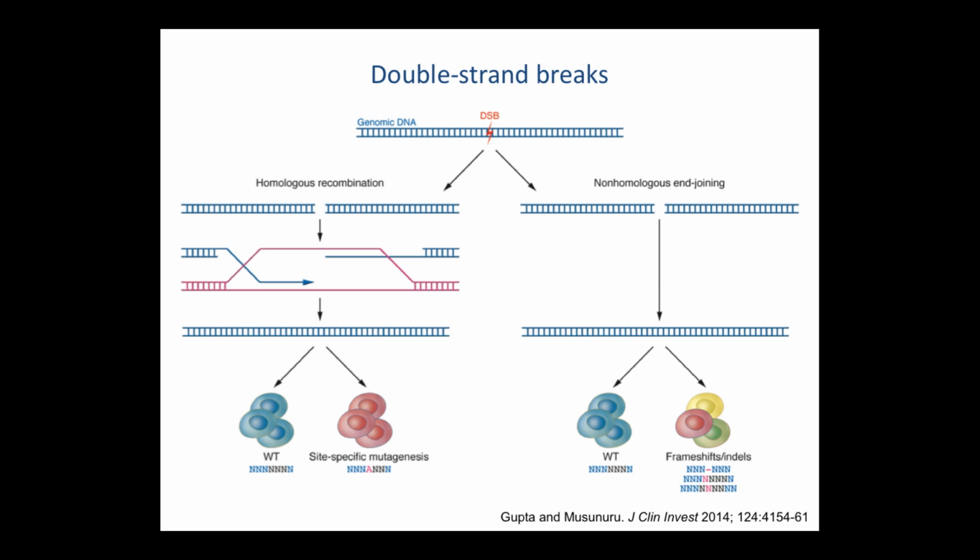Here's a schematic of the two repair mechanisms. On the left, you can see how homology-directed repair allows you to perform site-directed mutagenesis and create a specific mutant cell line. On the right, you can see how non-homologous end joining results in the introduction of a variety of small indels into the genome, generating a variety of mutant cell lines.